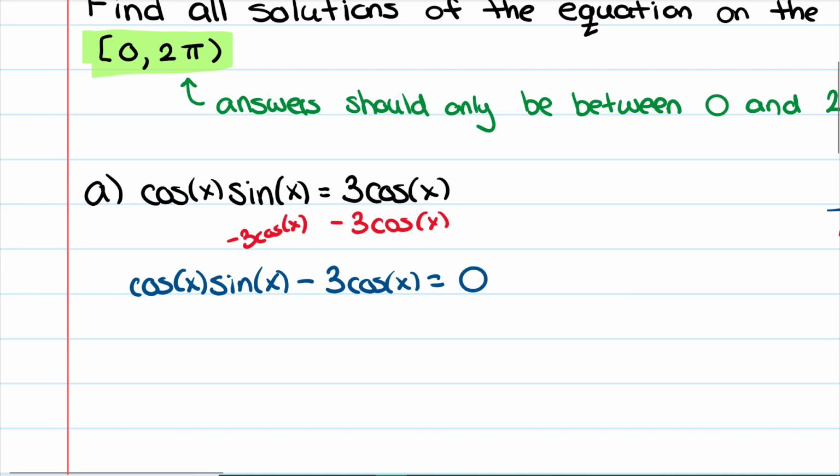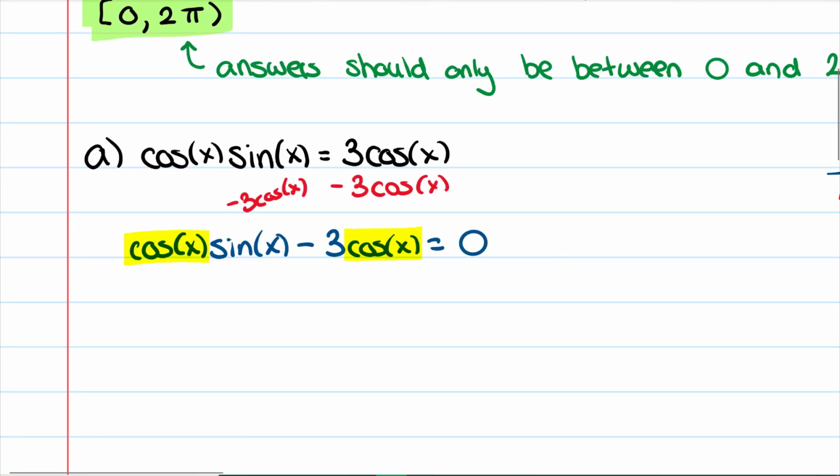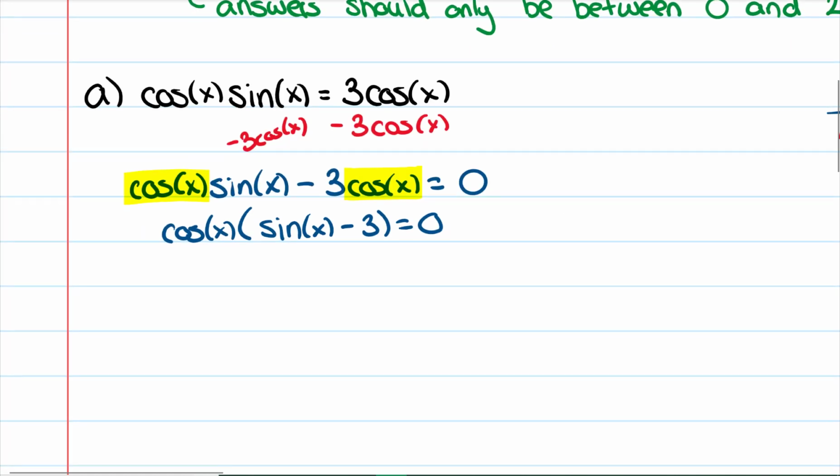Now what we have to do is look to see what these two have in common. So we notice that both of these have a cosine x, so we factor out cosine, and you get sine of x minus 3 is equal to 0. And now that these are being multiplied, we're going to set each of them equal to 0 using the zero product property.